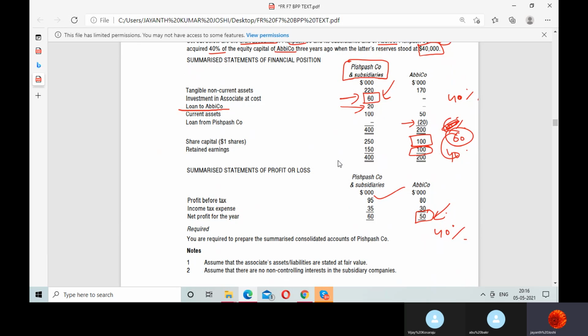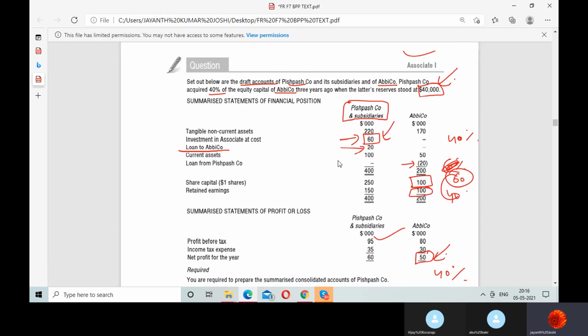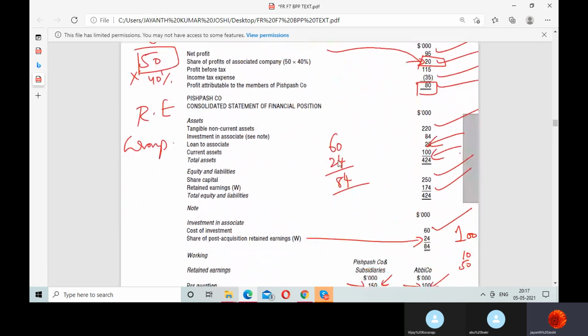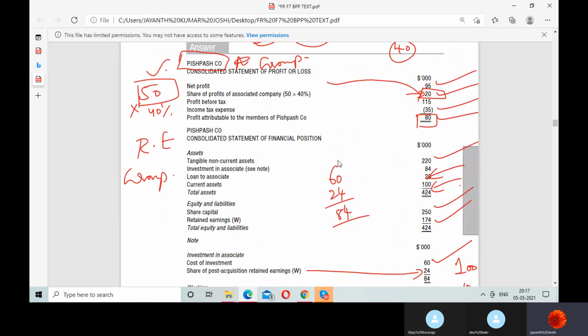So this retained earnings of the group is 150, but they have acquired the associate. When they acquired the associate, its reserves were 40,000 pre-acquisition. We will remove it, and the post-acquisition we have to give to whom? Group. That's it. Understood? See, this would go into the retained earnings, your share of profits, the retained earnings of associates.